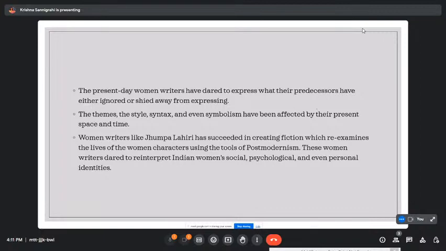So the themes, the style, syntax, and even symbolism have been affected by their present space and time. Women writers like Jhumpa Lahiri have succeeded in creating fiction which re-examines the lives of the women characters using the tools of postmodernism. So these women writers dare to reinterpret Indian women's social, psychological, and even personal identities.